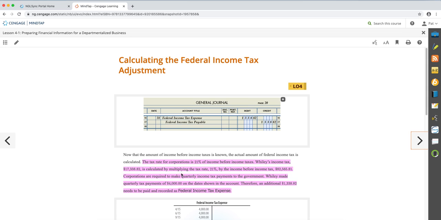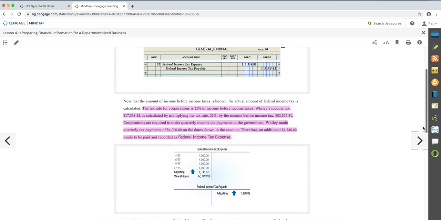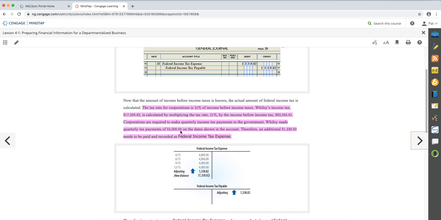But it says Wiley makes quarterly payments because we are a corporation. We need to pay these quarterly $4,000. So if they pay $4,000 4 times a year, that's 16 grand. They show it here. If we owe at the end of the year 17,000, well, we've been paying 4,000 every quarter. So we don't owe 17,000. We owe the difference between 17,000 minus the 16 that we've paid. So the difference is the 1,382, and that's our federal income tax expense.